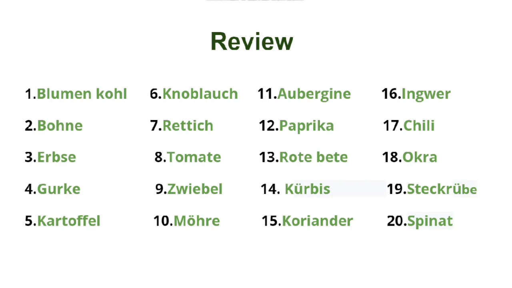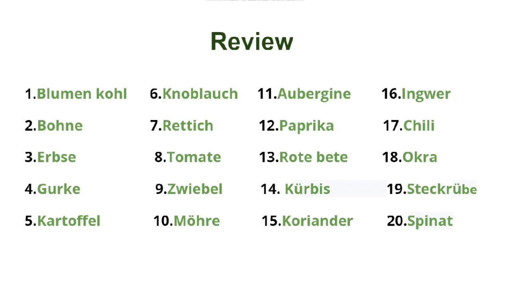Sixth is Knoblauch. Here A gives the sounds of A in German language, that's why it is called Knoblauch. Seventh is Radieschen. R gives the sounds of R, that's why it is called Radieschen. Eighth is Tomate. Here A pronounces the sound of A and E pronounces the sound of A, that's why it is called Tomate.